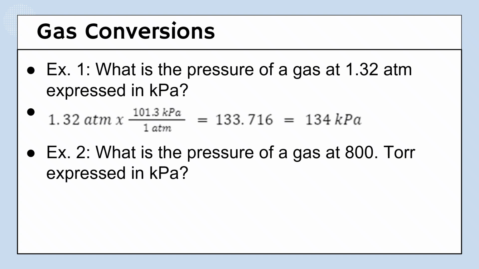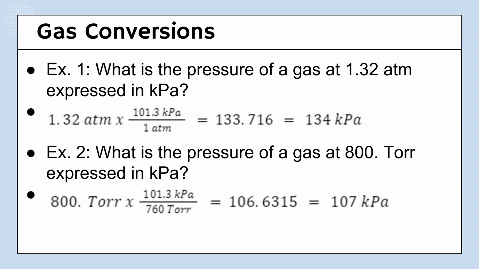So we write down our given, 800, and then we multiply it by our kilopascals over our torr, so we can cancel out that unit. Oh, 760, sorry. So 800 times 101.3 over 760 equals 107 kilopascals. Pretty simple, right?